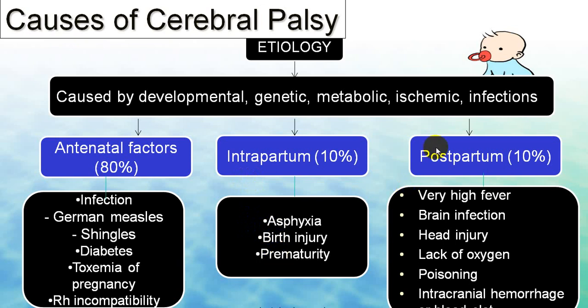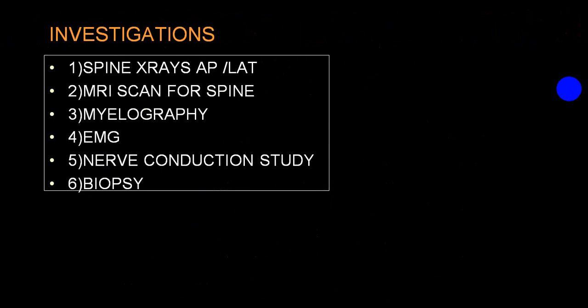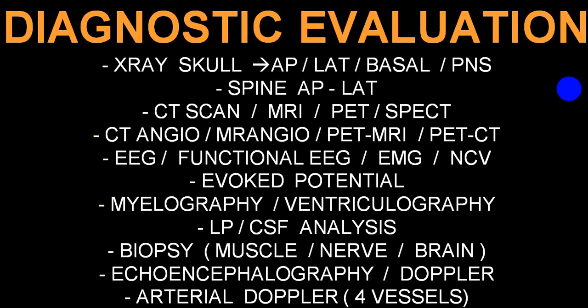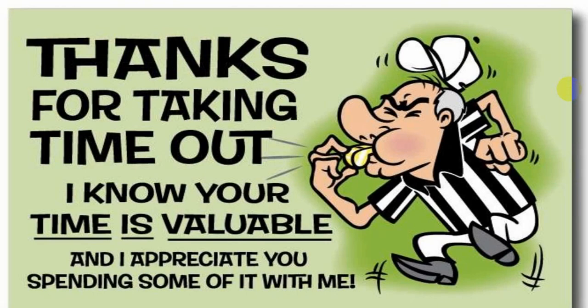And postpartum, 10% of the cases may be because of hyperpyrexia, CNS infection, or head injury, or severe hypoxia, and very rarely intracranial hemorrhage. So these are some of the investigations which you will have to undergo, and this will be required for localization and identifying the etiology. So investigation will include identifying whether it is at the cortical level or at the level of the spinal cord. So depending upon what is being involved, you will be undergoing investigation.